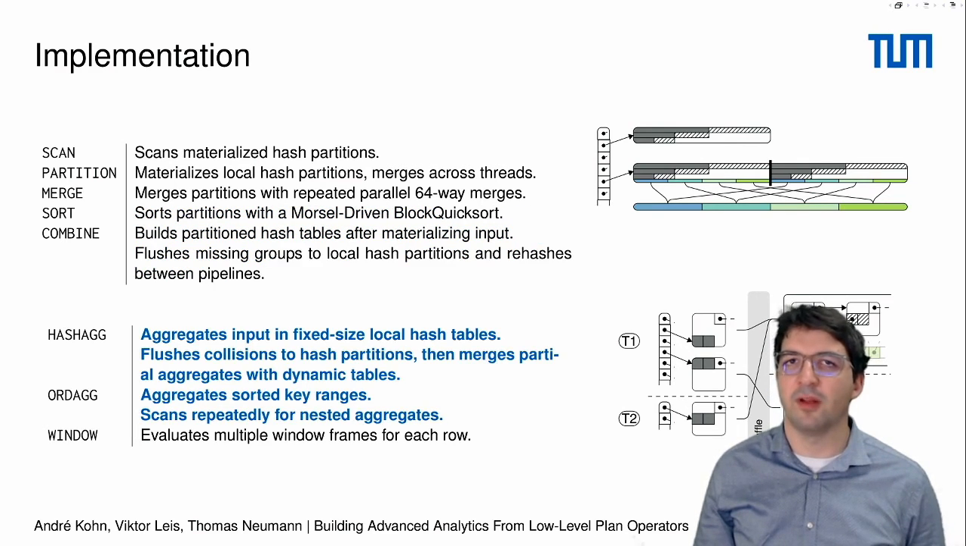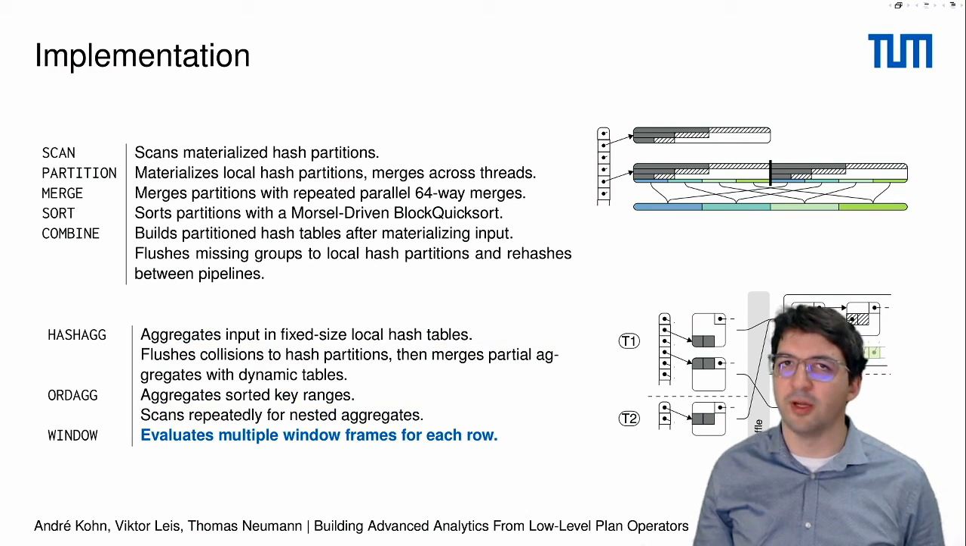The hash aggregation operator implements a two-phase hash aggregation that pre-aggregates an input stream using thread-local fixed-size hash tables that fit into the CPU caches. It flushes collisions on these small tables to local partitions first and merges these partitions across threads afterwards. The ordered aggregation consumes a buffer that is at least sorted by a certain group key and computes aggregates on the individual key ranges. It produces a stream of tuples and may scan a materialized key range multiple times in case the aggregates are nested. And finally, the window operator modifies a materialized buffer in place and computes window aggregates using segment trees if necessary.